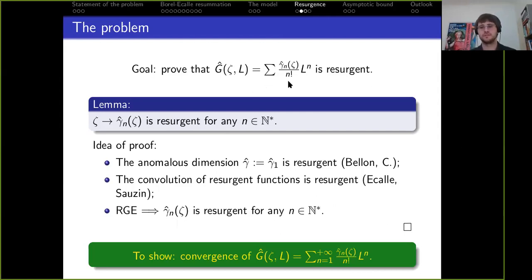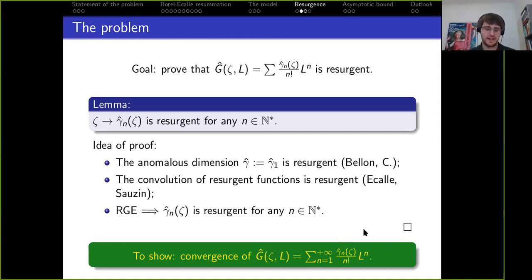The only thing you have to check is that these series actually converge, where the right-hand side has to be understood as the continuation along any path that avoids your singularities. So what do you need? You need to start from a bound for gamma, which you know exists because you take for granted that it is a resurgent function. Using the renormalization group equation, you want to find a bound for gamma n.